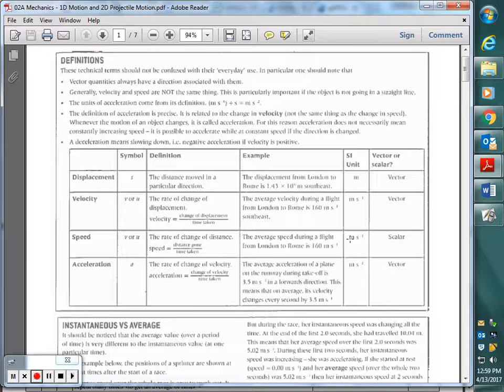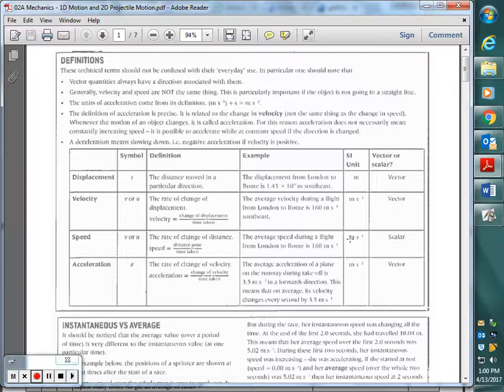Basically, they're different as long as we don't do what? As long as the direction doesn't change. As long as we're going in a straight line, speed and velocity are the same thing. But as soon as we change directions, either in one dimension, turning around and coming back the other direction, or in two dimensions, turning the corner, then speed and velocity become different. Okay? And then finally, acceleration, the rate of change of velocity. So again, because it's a rate, we have a change in velocity over time. Okay?